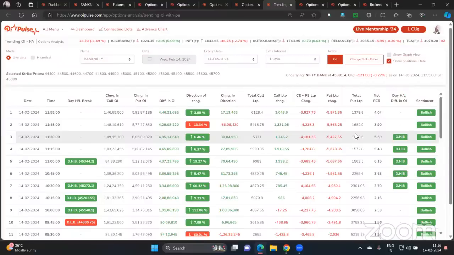Sorry about that. Okay, now, how many of you find this new feature very helpful? The trending OI with the price action.